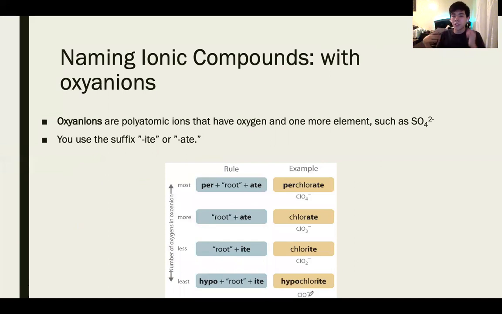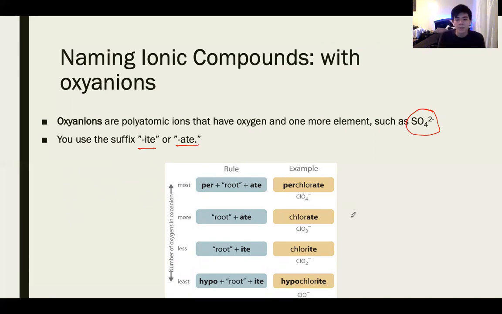Now, this is where knowing your polyatomic ions becomes important, because this part will not make sense if you don't know your polyatomic ions. So when you're naming an ionic compound with an oxyanion, which is a polyatomic ion with oxygen, and an example of that you should already know is sulfate, which has a -2 charge, you're going to use the suffix "ite" or "ate."